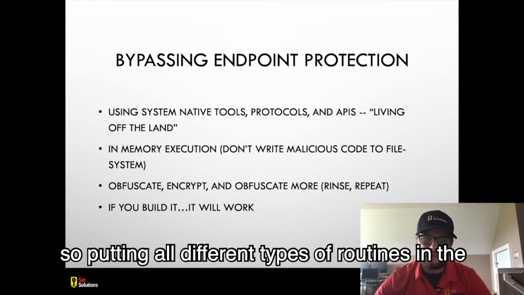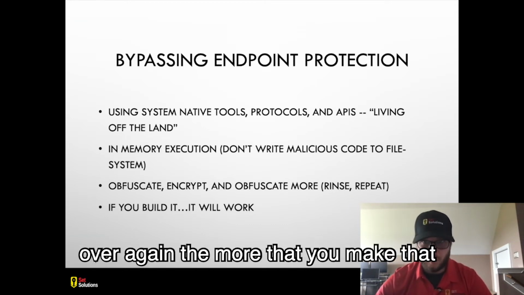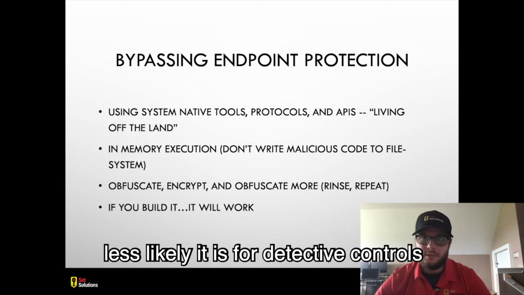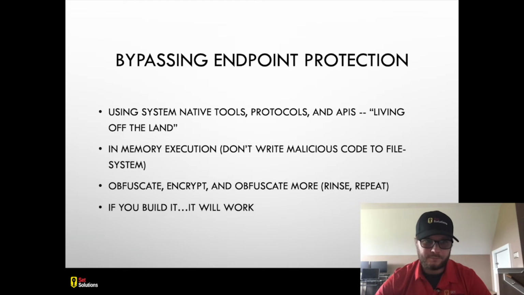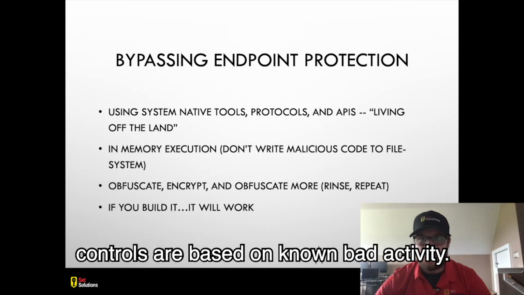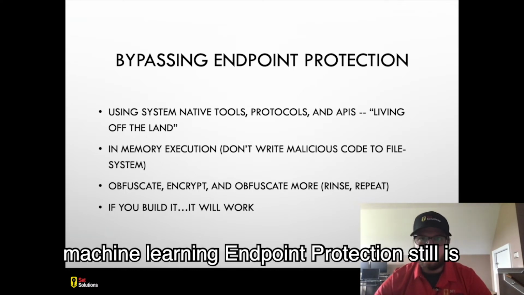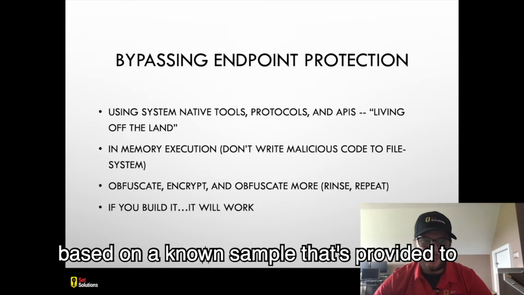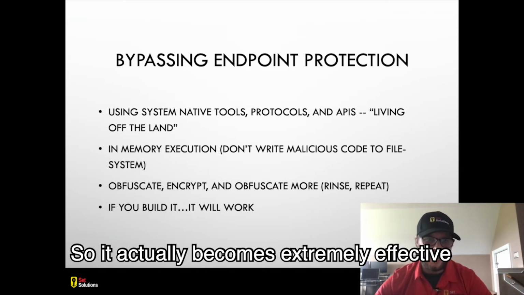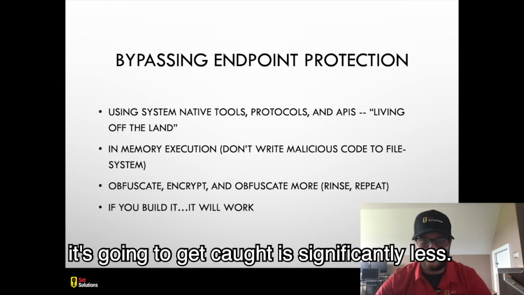Another technique is obfuscating heavily. So putting all different types of routines in the code that do different types of encoding, different types of encryption over and over again. The more that you make that code complicated in that manner, the less likely it is for detective controls to be able to identify what it's doing. And finally, I have: if you build it, it will work. This is the idea that almost all security controls are based on known bad activity. So even your most cutting edge machine learning endpoint protection still is based on a known sample that's provided to it for it to be able to do those machine learning routines. So it actually becomes extremely effective to just code your own malware. If you're doing custom malware, the likelihood that it's going to get caught is significantly less.